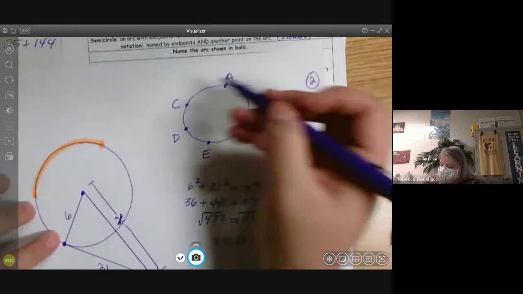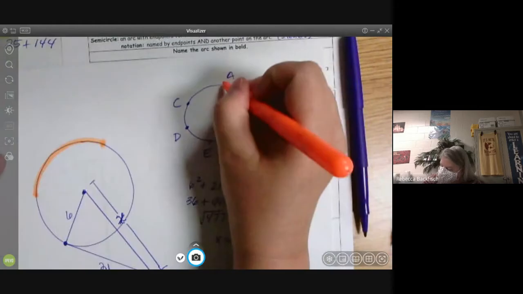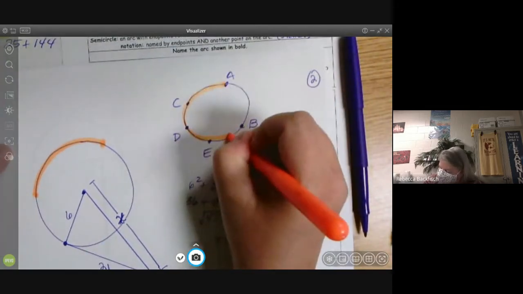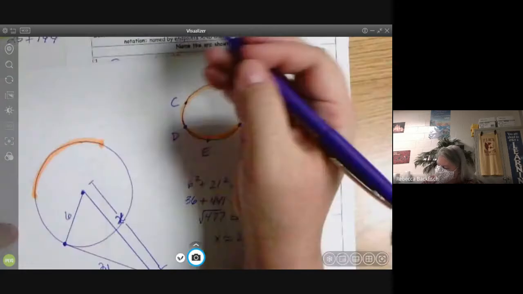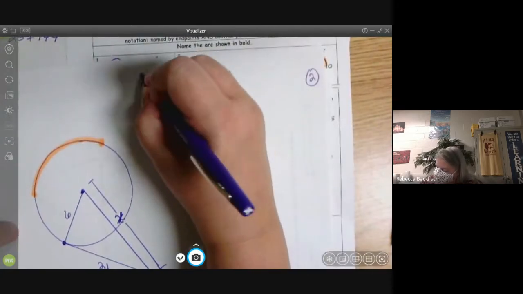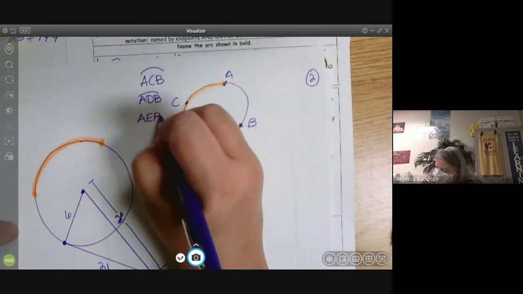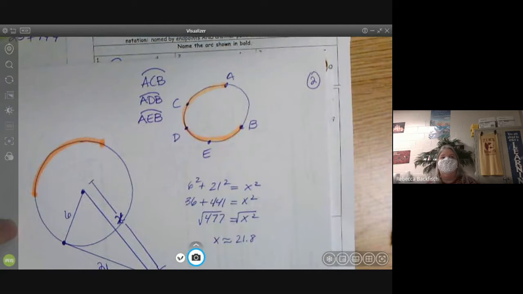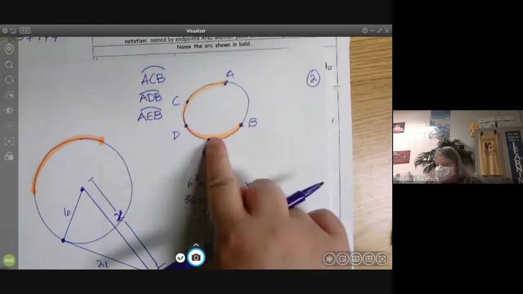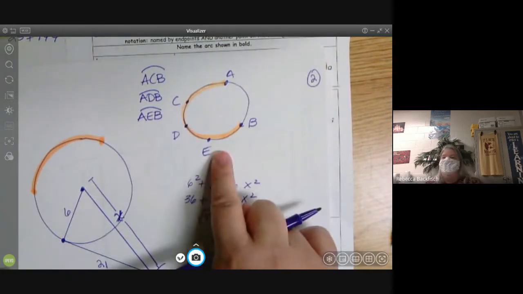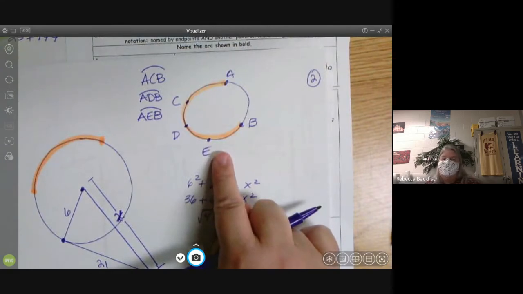So if I named this arc ACB or ADB or AEB, all of those are fine. All of those are talking about the same arc. They're saying you're going from A to B or B to A, same thing, but you're going the long way. You're going the way that passes this side of the circle. So you don't ever use more than 3 letters. Even if you see a whole bunch of extra points over there, you only pick one of them that says, oh, you're going the long way then. Okay, got it.